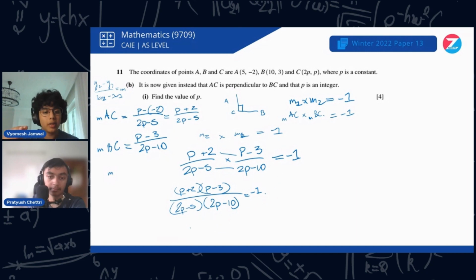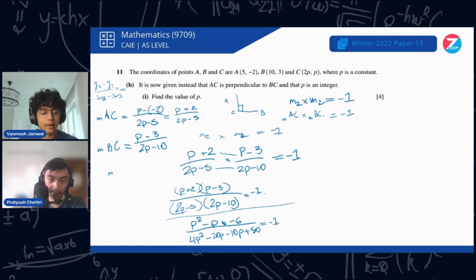Now what we do is this. On the top, it's going to be P squared minus P and then minus 6, divided by 4P squared minus 20P minus 10P and then plus 50, equals negative 1.